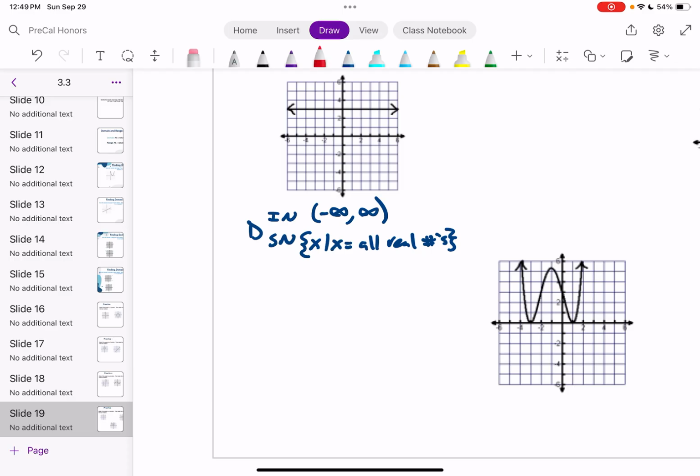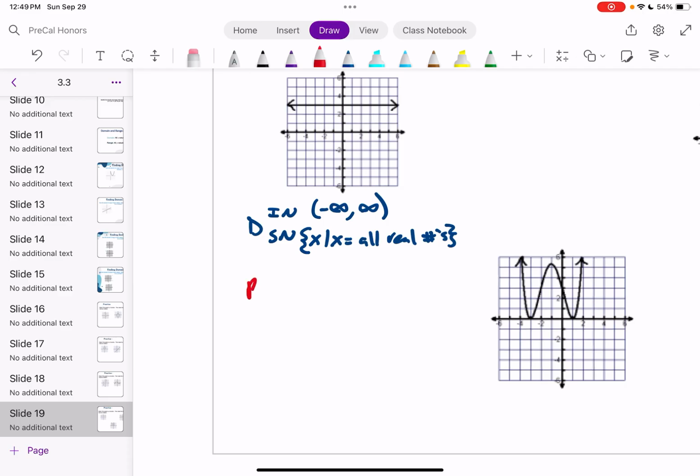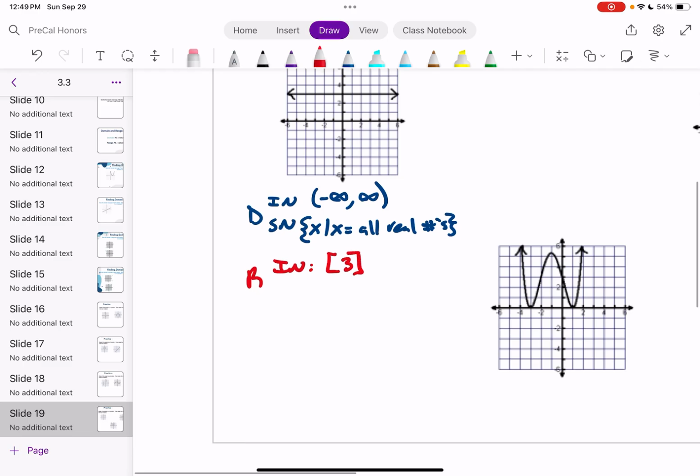When taking a look at the range in interval notation, keep in mind because it's a horizontal line, the range stays the same, which means this would be a bracket of 3, and that would be our answer. In set notation, we would have y such that y is equal to 3. In this case, this would be a function, considering how it does pass the vertical line test.